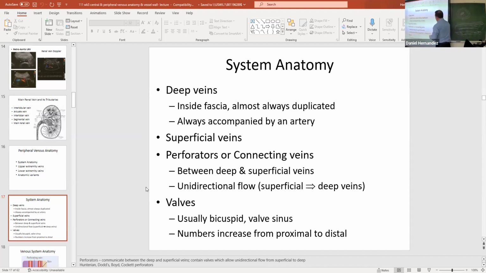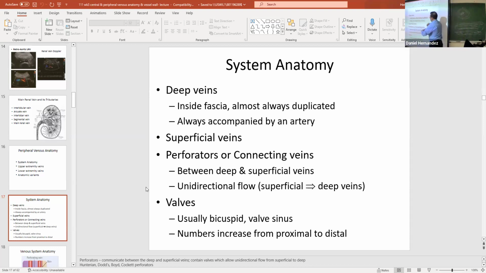Perforators are smaller, but these actually connect the superficial and deep systems. So think of this as two venous systems working in tandem to bring blood flow back into the heart, and then eventually back to the lungs to get oxygenated.